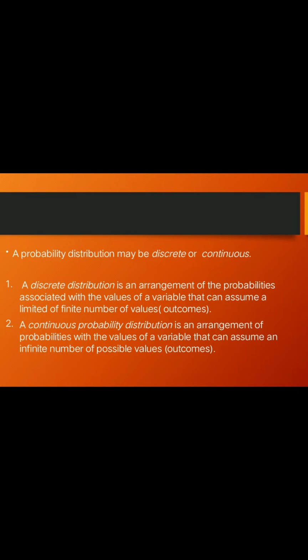Second is a continuous probability distribution. It is an arrangement of probabilities with the values of a variable that can assume an infinite number of possible values or outcomes. So kindly please turn the page to 554. As you can see, there is an illustration there, or an example.